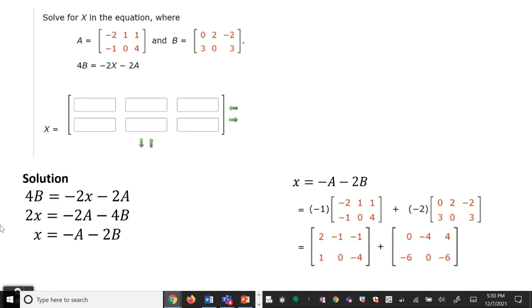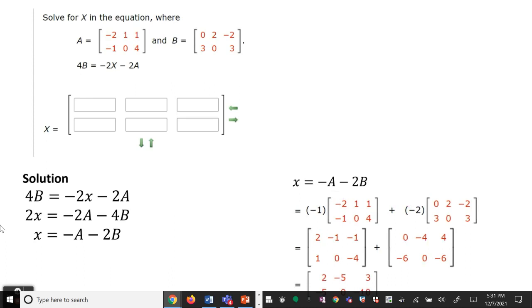Okay, so after you distribute the negative 1 in here and the negative 2 in here, then we get this matrix and this matrix. So we can add the corresponding entries. So 2 plus 0, negative 1 plus negative 4, negative 1 plus 4, and so on. And so our answer is going to be 2, negative 5, 3, 1 plus negative 6 is negative 5, 0 plus 0 is 0, and negative 4 plus negative 6 is negative 10.